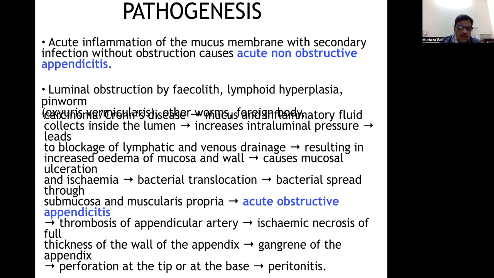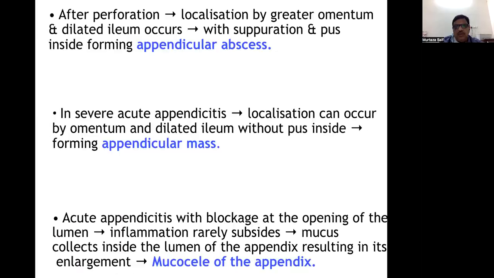Thrombosis of the appendicular artery causes ischemic necrosis of the full thickness of the wall of the appendix, gangrene of the appendix, and perforation of the tip or the base, which causes perforation peritonitis. After perforation, it is localized by the greater omentum and dilated ileum, with suppuration and pus inside, forming an appendicular abscess.